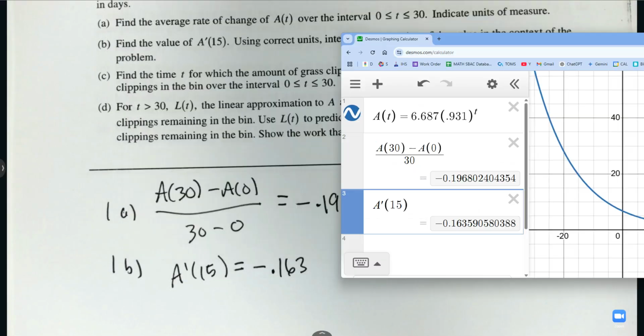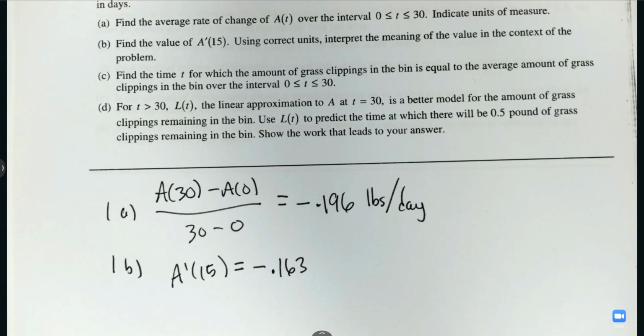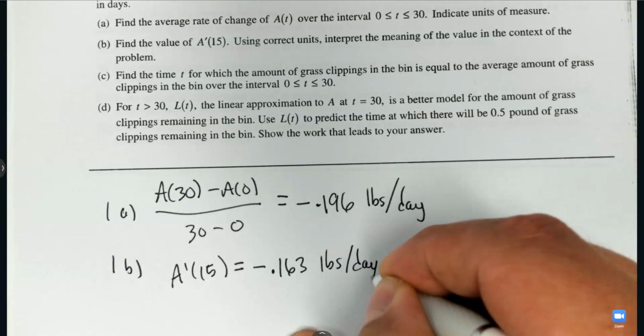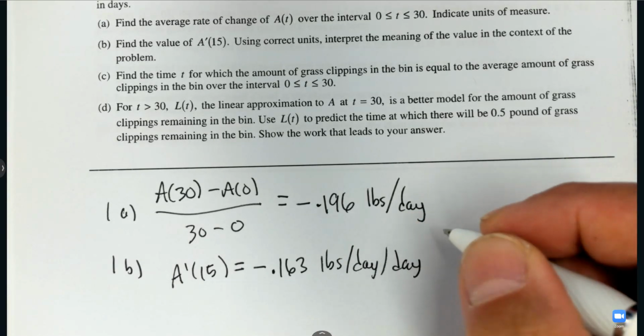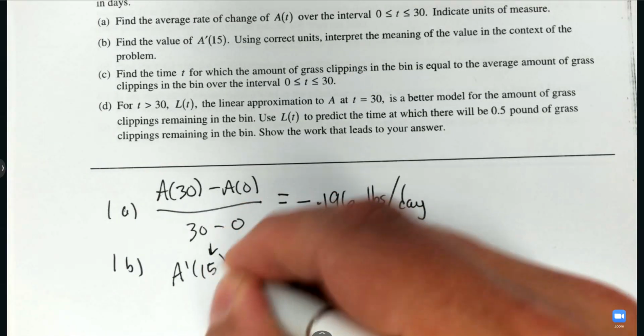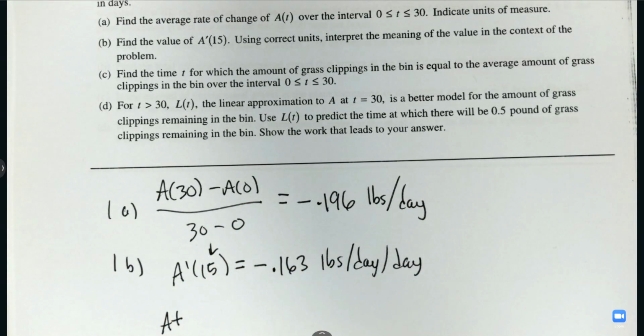Now be careful here. This is a derivative of a derivative. So A is already a derivative. So when you take the derivative of a derivative, the unit's going to be pounds per day per day. Then it's probably going to say, explain what you just did. So interpret the meaning. So we start with 15. At what? At day 15.